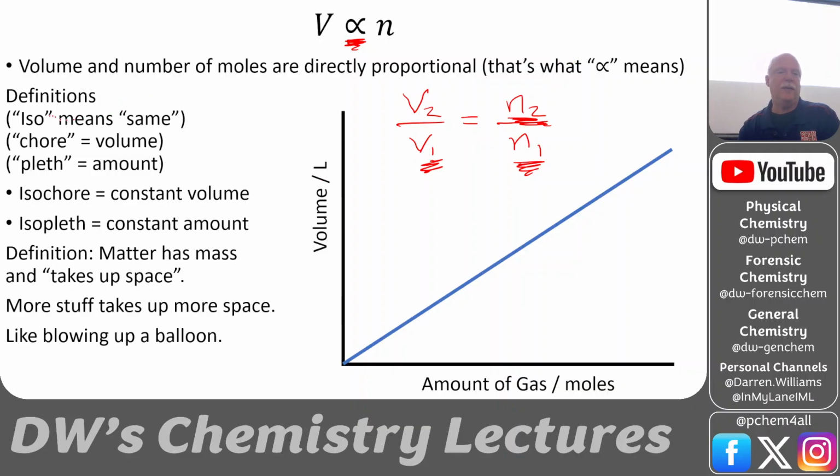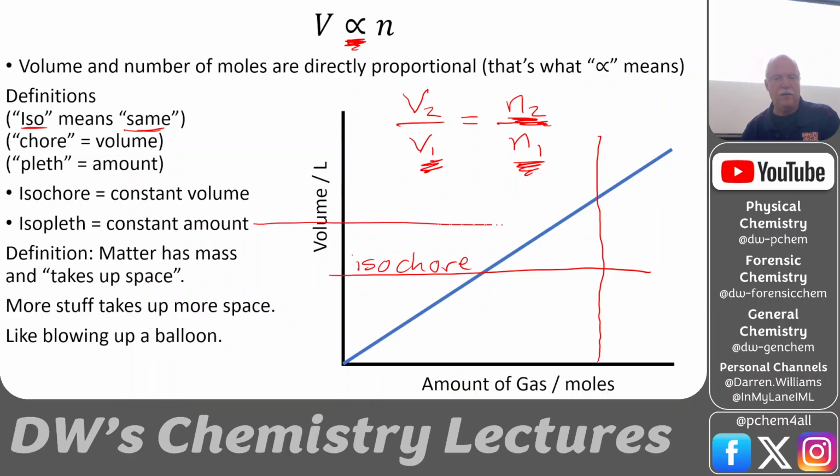Okay. We talk also about these terms like iso, and iso means same. So we have, this is volume. So if we had a line that went like this, that's called an isochore. And if we had a line that went straight along here like that, that's an isopleth, constant amount. And then we have, this is basically what we're dealing with.